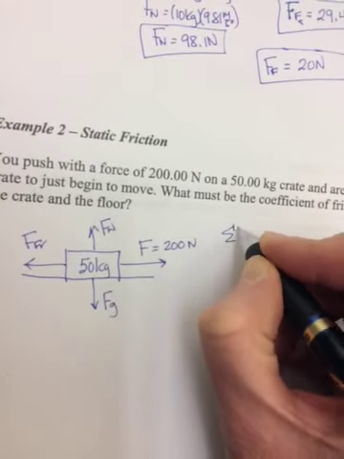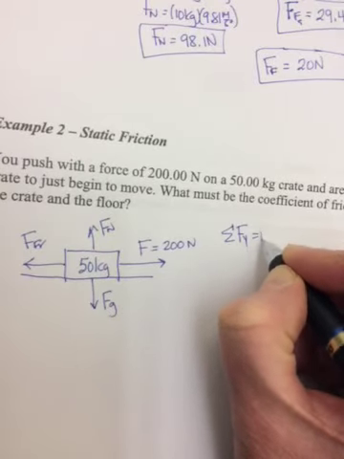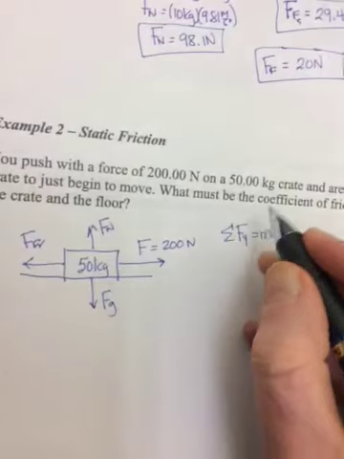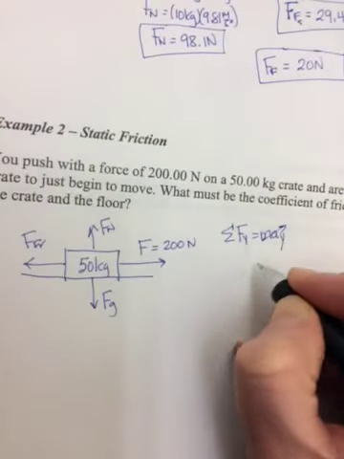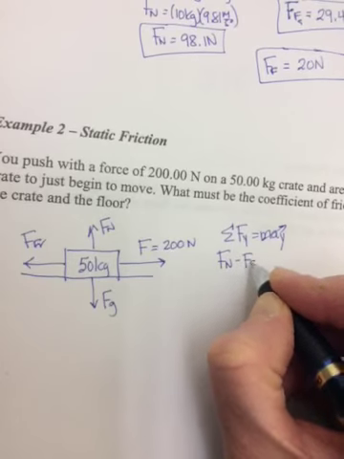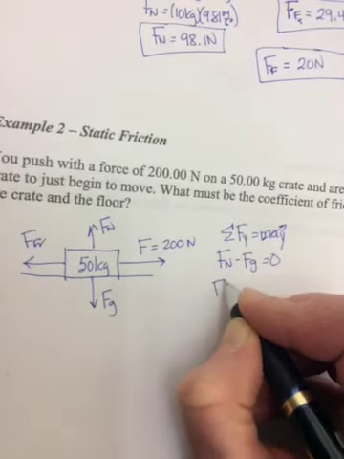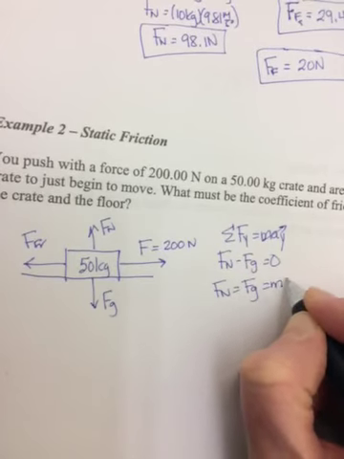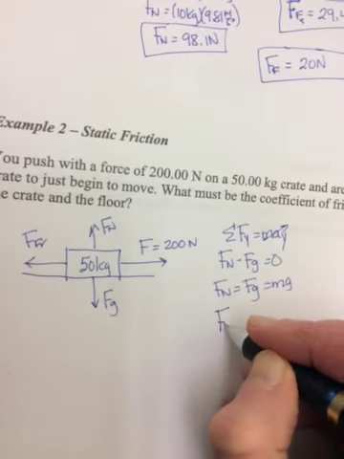So we always start with the sum of the forces in the y. This crate is not floating up into the air, and it's not falling into the floor, so the ay is 0. So it'll be Fn minus Fg equals 0. So Fn will equal Fg, which equals mg, and so we can find it.